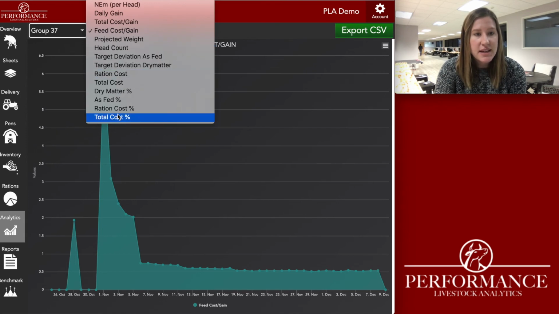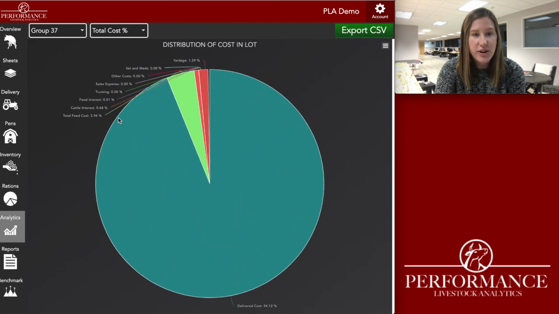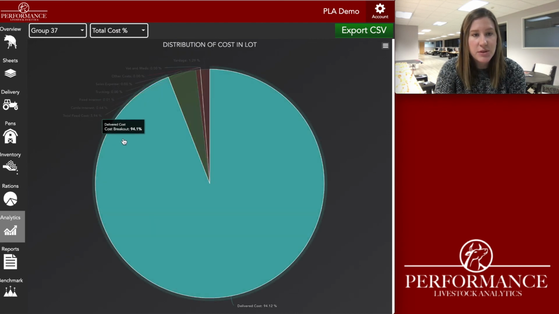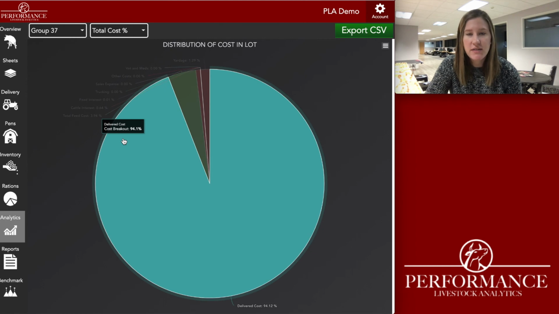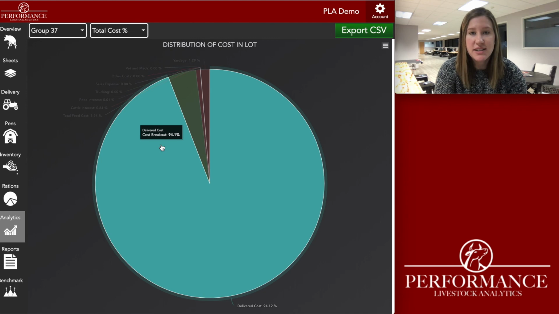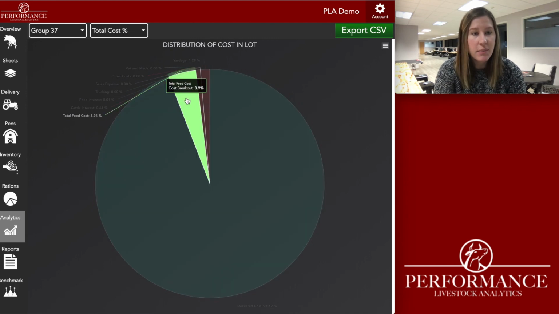So let's see, total cost breakdown is another great chart. It really shows you, so this delivery cost was our highest cost. It really shows you where all those costs are coming from when considering your break evens, your total cost of gains, anything like that. You can really see where all those costs are breaking down. So obviously your purchase cost is going to be a big factor in there. Because these cattle haven't been on feed, it is the biggest factor, but as they start to get on feed longer and longer, this piece here will start to get larger and larger.